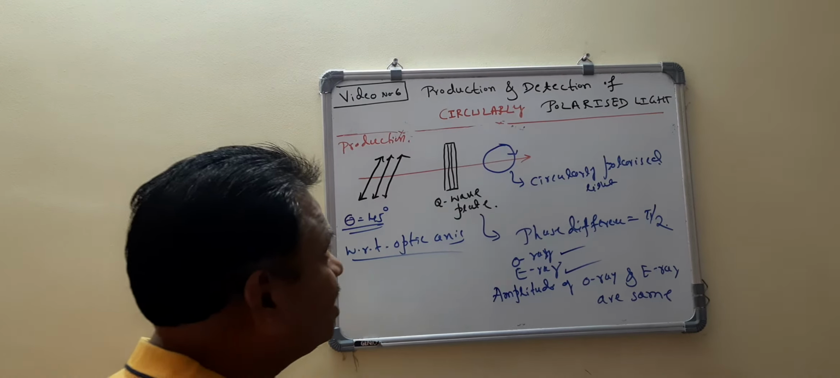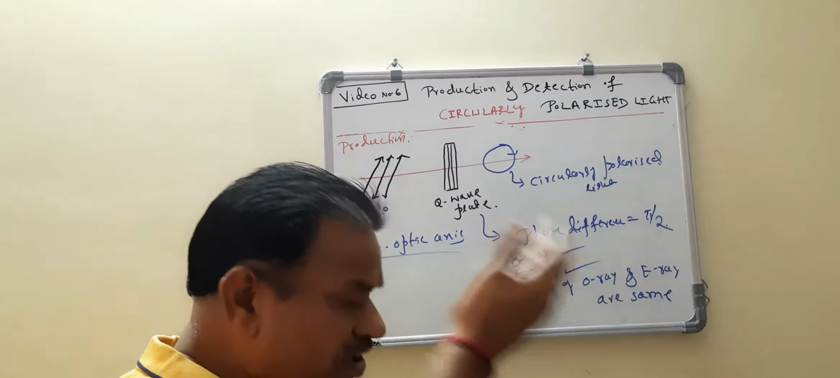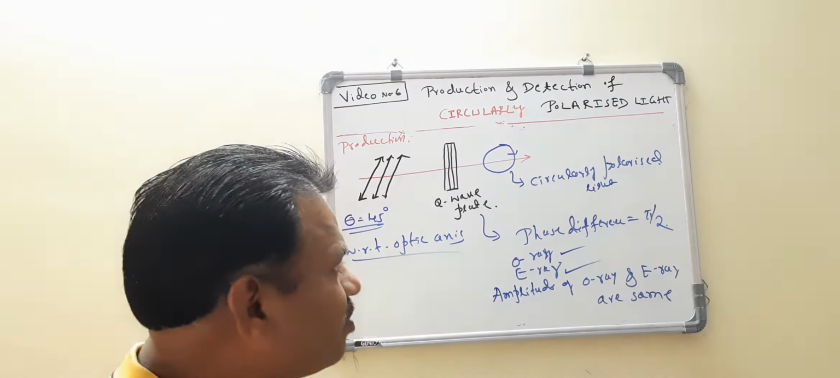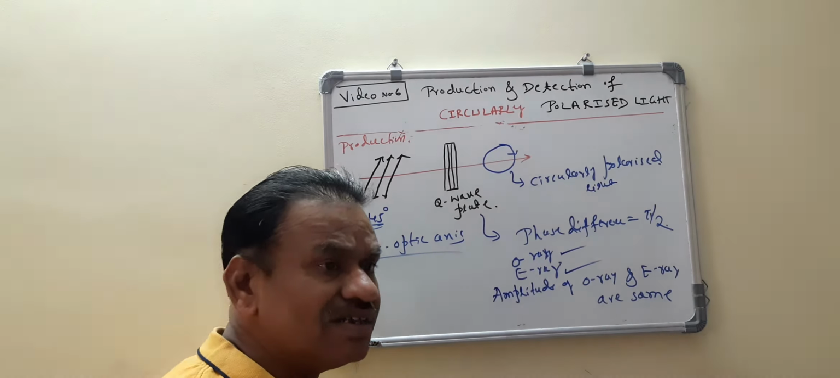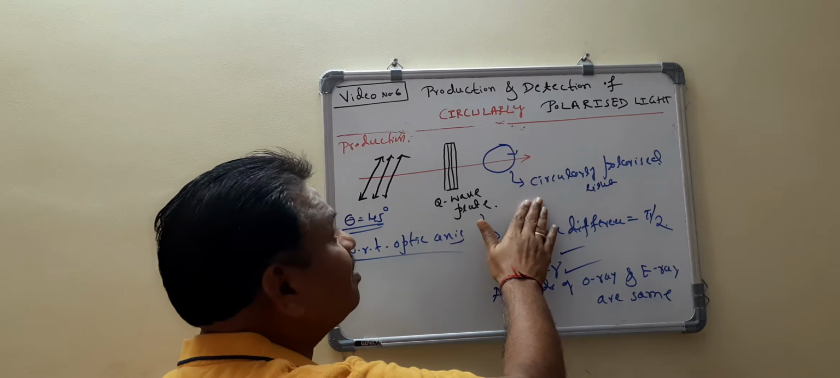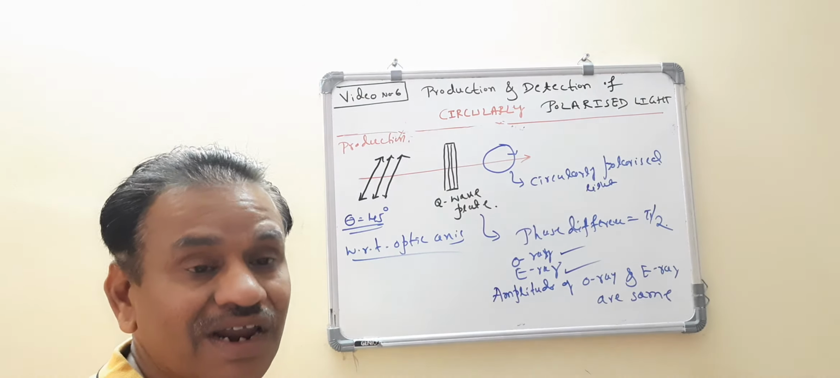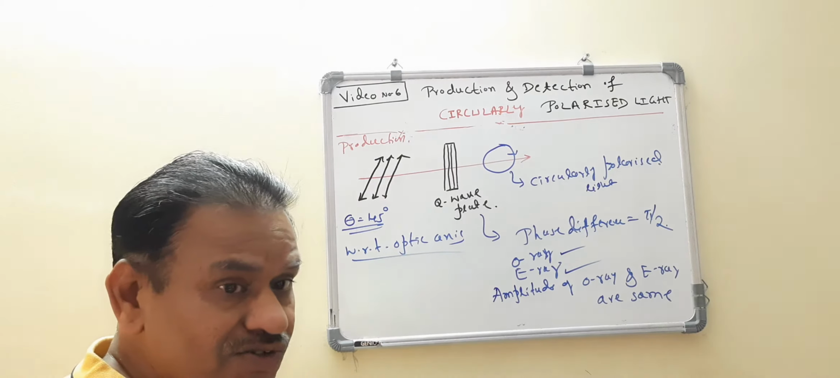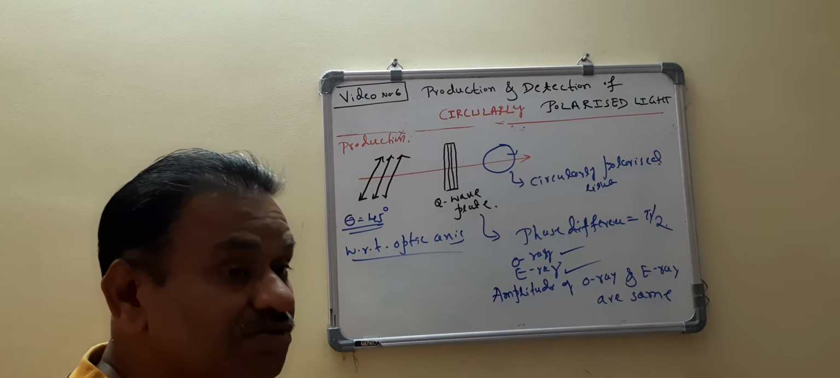How to check it? Here, you put a Nicol prism and go on rotating it. By rotating the Nicol prism, what happens? There is no change in intensity of light. There also I discussed two cases. No change in intensity is observed in two cases.